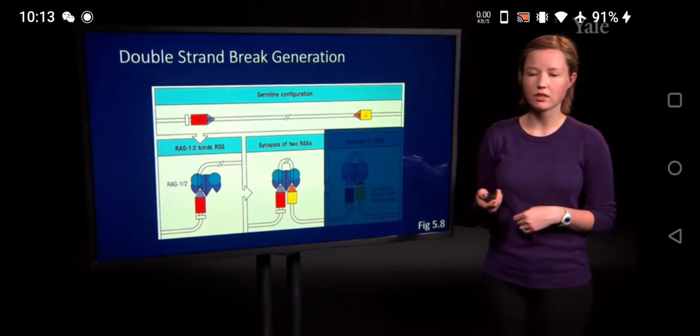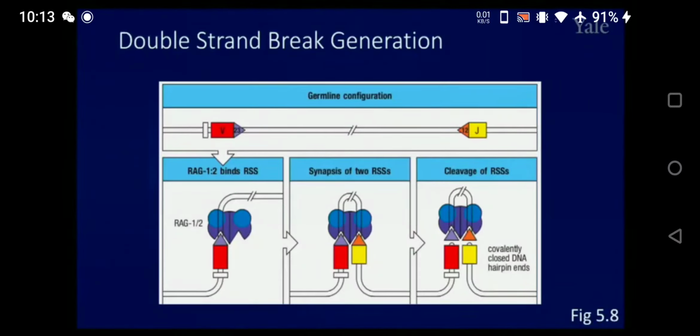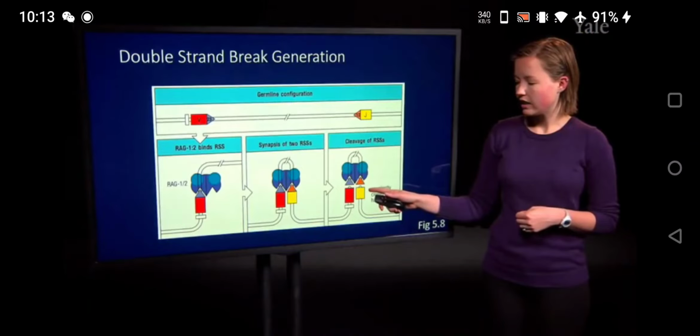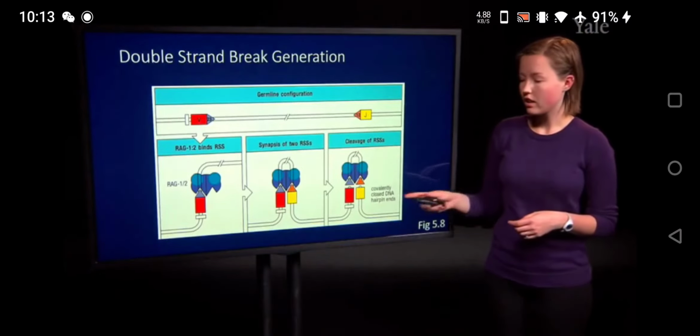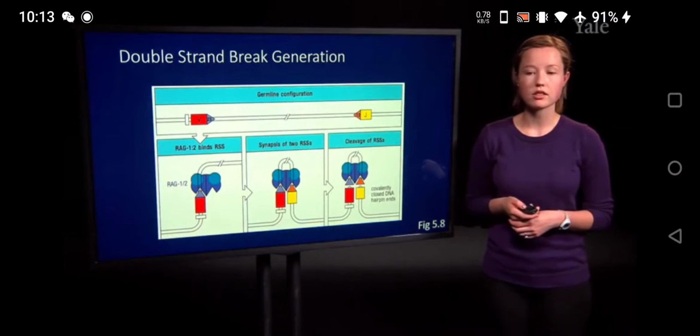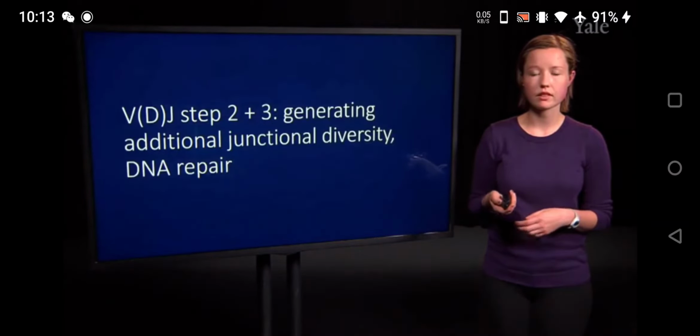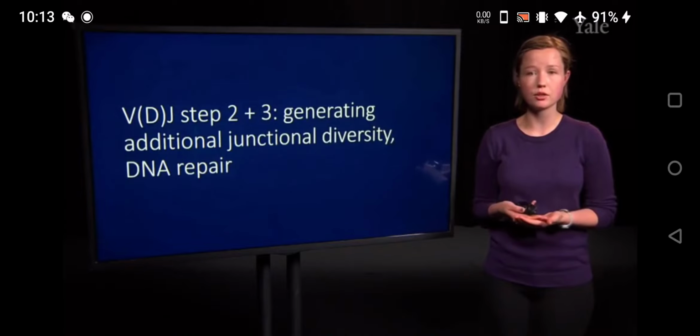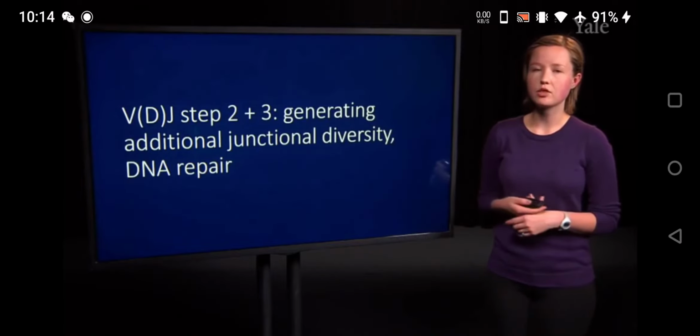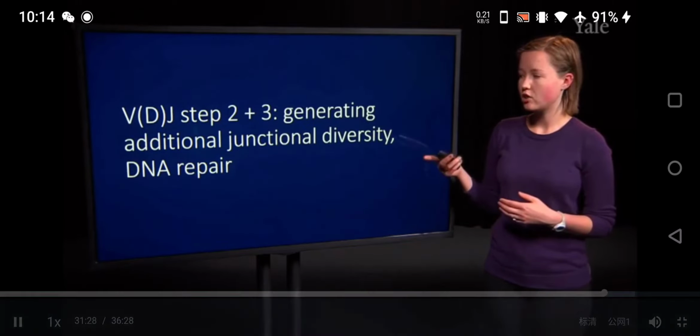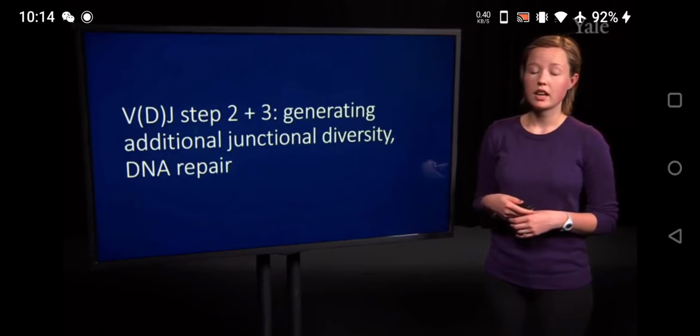So once both recombination signal sequences, the 12 and the 23, are bound by this RAG complex, it will initiate double-stranded breaks, resulting in these covalently linked hairpin ends on the V and the J segment shown here. Now we move into step 2 and 3 after we have generated these double-stranded breaks. Step 2 being the generation of junctional diversity, and step 3 being DNA repair.